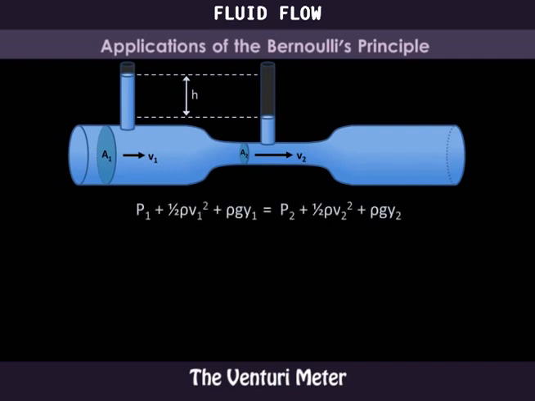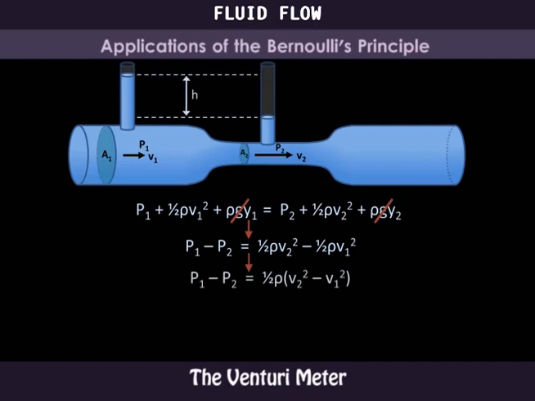This is Bernoulli's equation. The first thing is to realize that the vertical heights of the two sections, that is the wide and narrow sections, are the same, so these terms will cancel out. Rearranging the remaining terms, we shall have P1 minus P2 is equal to a half rho V2 squared minus a half rho V1 squared. Factorizing that, we get P1 minus P2 is equal to a half rho times V2 squared minus V1 squared.